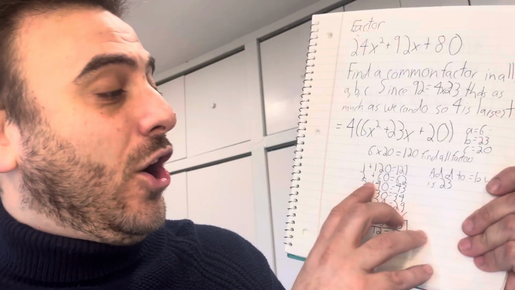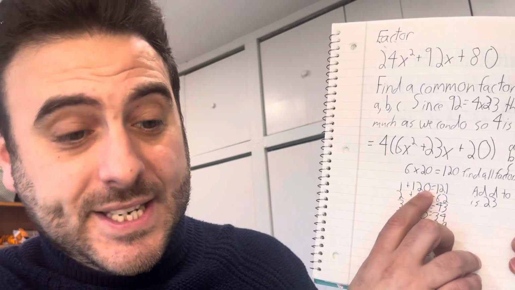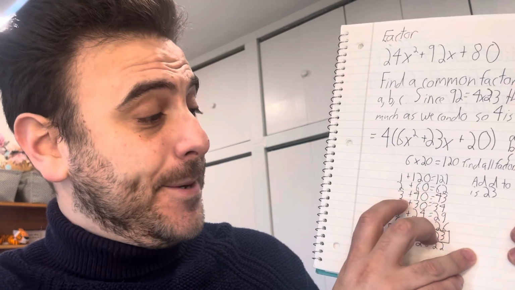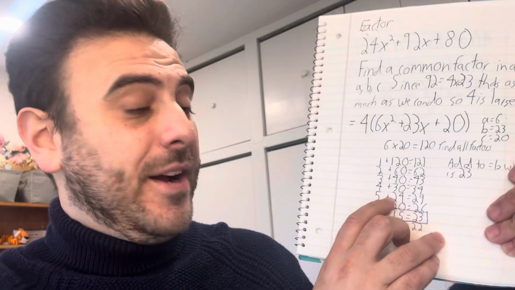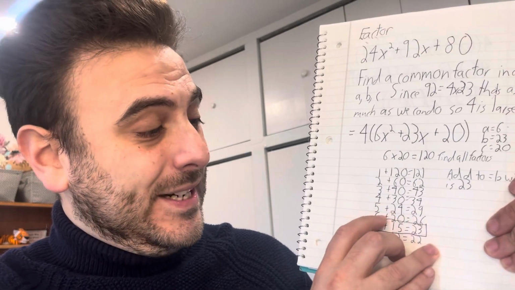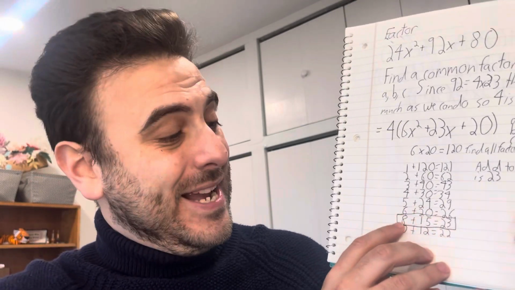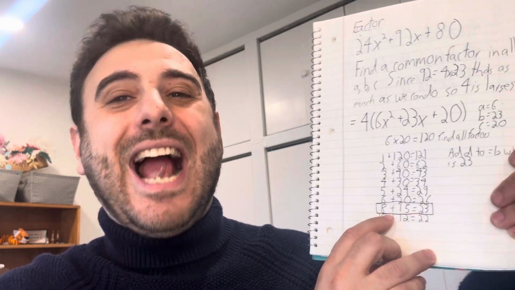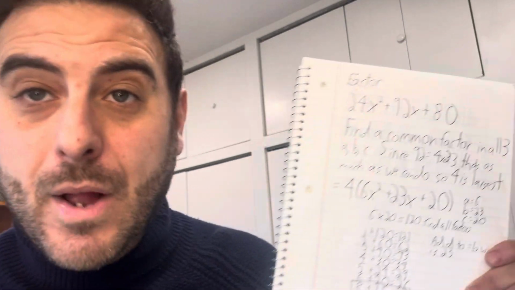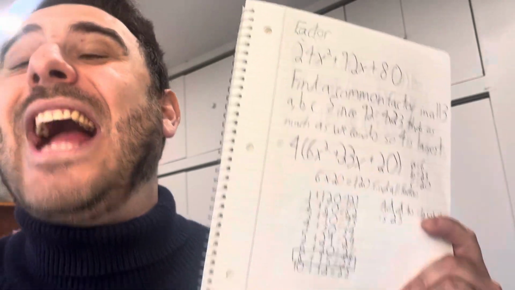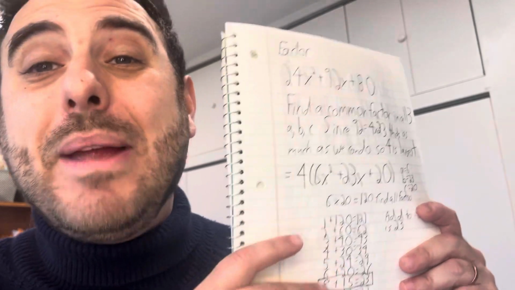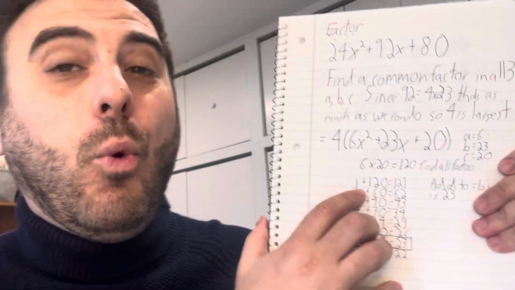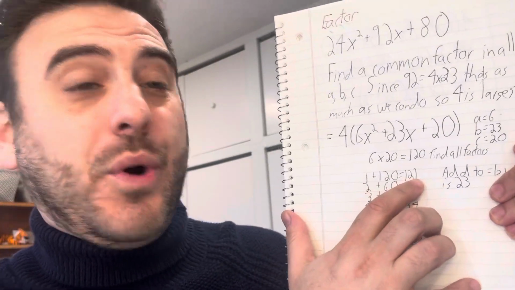So the factor pairs of 120 are 1 times 120, 2 times 60, 3 times 40, 4 times 30, 5 times 24, 6 times 20, 8 times 15, and 10 times 12. Okay? Now we have to add all those factor pairs together to see which one sums to be the B term of 23. 1 plus 120 equals 121.